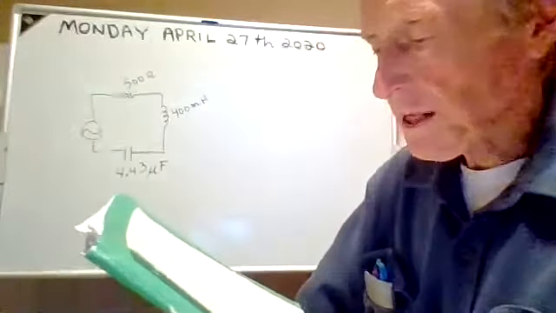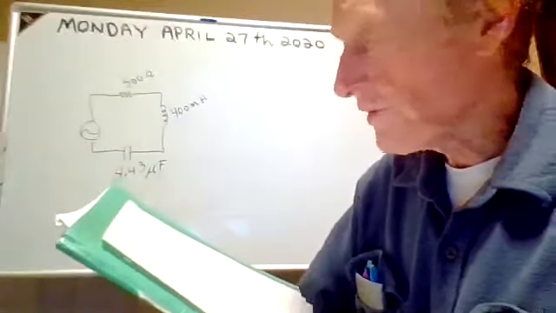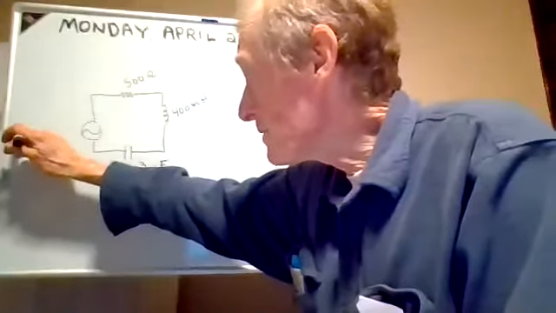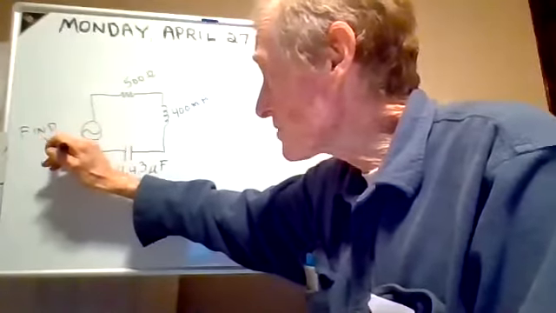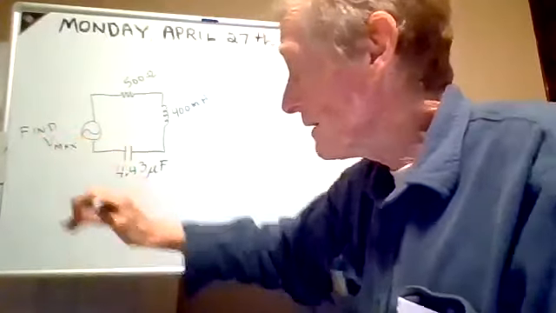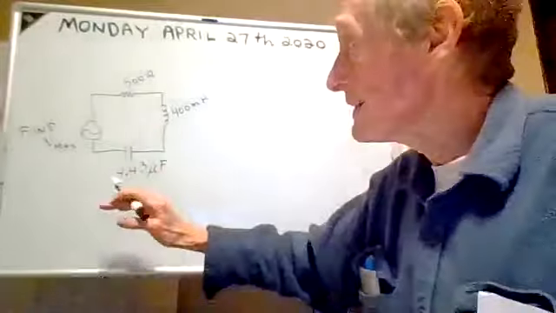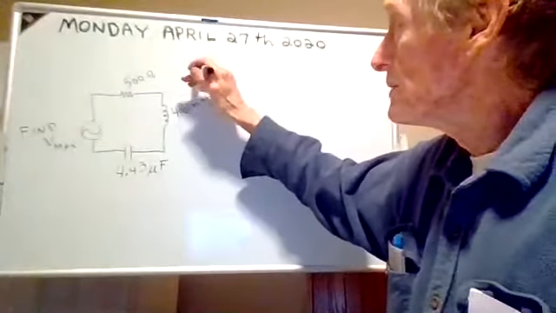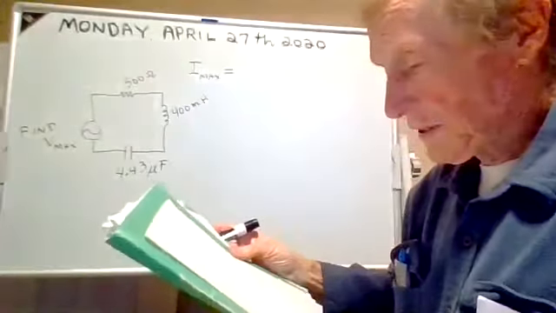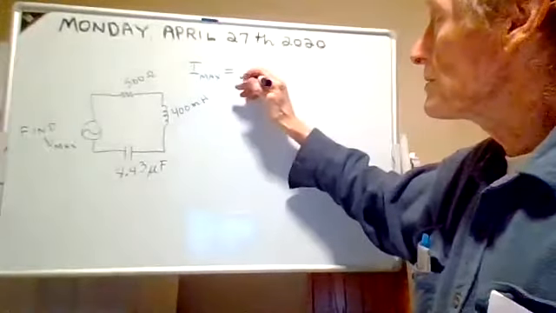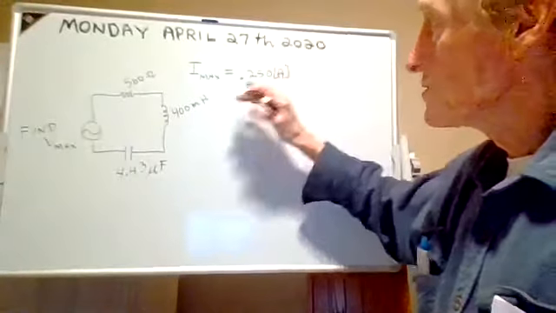Well, this is a problem I took out of a book. They didn't tell you what the voltage was. They asked you to find it. They want you to find the maximum voltage. But they did give you the maximum current. They said the maximum current is 0.250. So here's a problem.